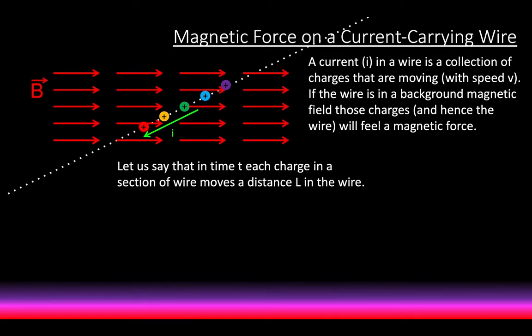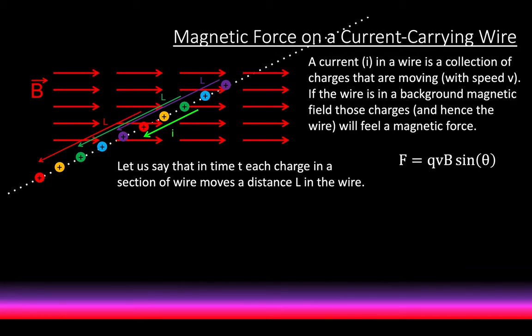Now let's suppose in some interval of time t, each charge is going to move a distance L. So in time interval t, the purple charge moves a distance L through the wire. And in that same interval of time t, the green charge has moved that distance L through the wire. And in this interval of time, every charge in the wire has moved a certain distance L. So the order of the charges is still the same. The red charge was in front, and the red charge will remain in front, and so on.